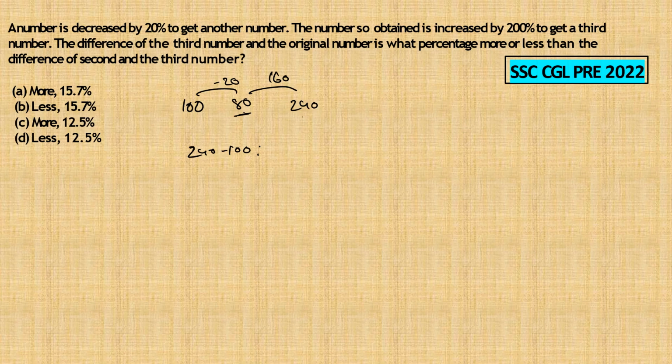Second and third number difference is 240 minus 80, that is 160. The first difference is 140, the second is 160.